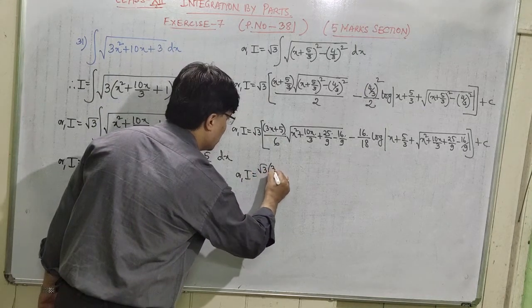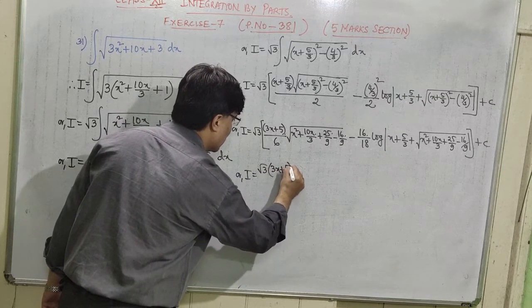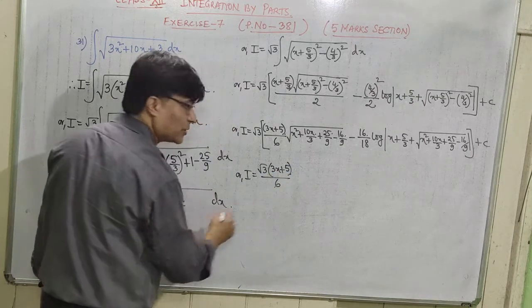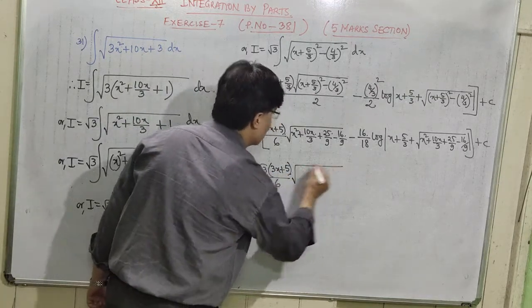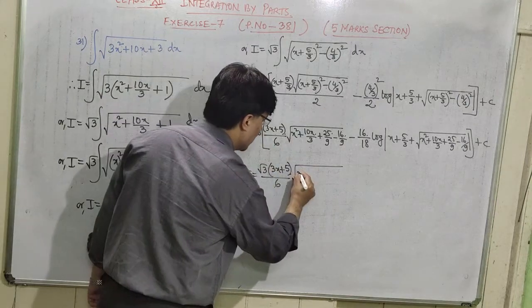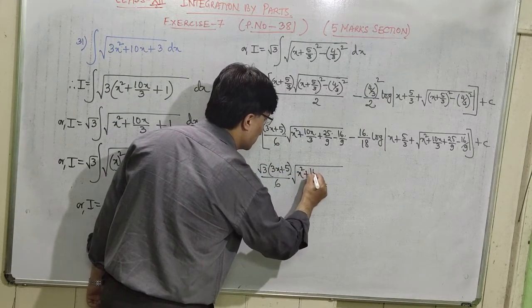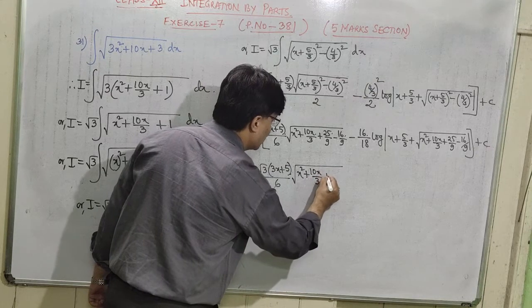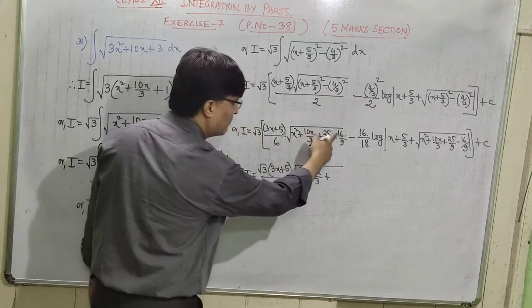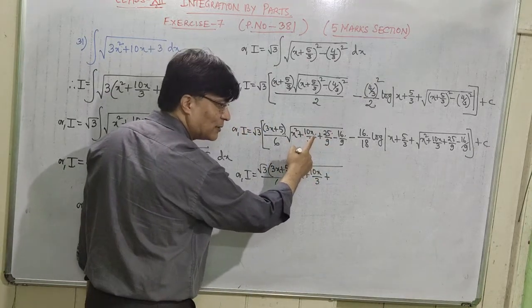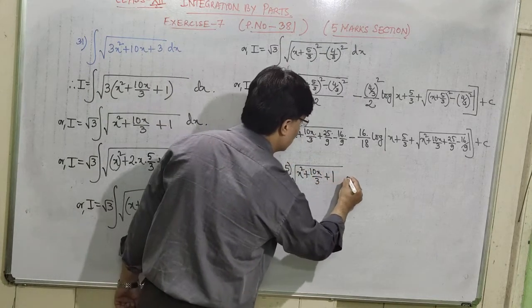So or I is equal to, let us multiply by root 3 here. It is root over 3, it is 3x plus 5 whole divided by 6, and within square root, what is here? X square is kept as it is plus 10x by 3 plus 25 minus 16 by 9, that is 9 by 9, that is your 1 minus.